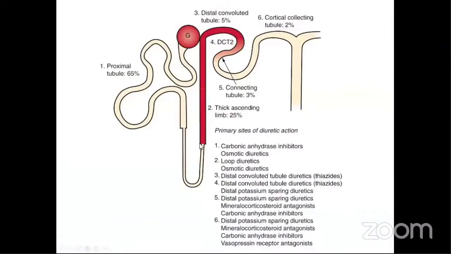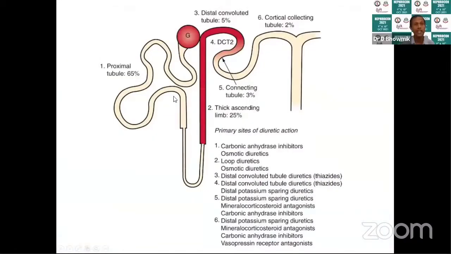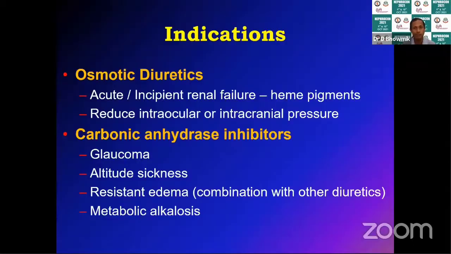I'm sure you all know this slide, but I think it's still important to recapitulate that the proximal tubule reabsorbs 65%, and this is where your carbonic anhydrase inhibitors act. Then there are the loop diuretics, which are very important, and they act on the thick ascending limb, and that accounts for 25% of the sodium absorption. Then we have the DCT, the distal convoluted tubule, where the thiazide diuretics act, and then after that, the distal tubule, the connecting tubule, and the collecting duct, where the mineralocorticoid antagonists and the potassium-sparing diuretics act.